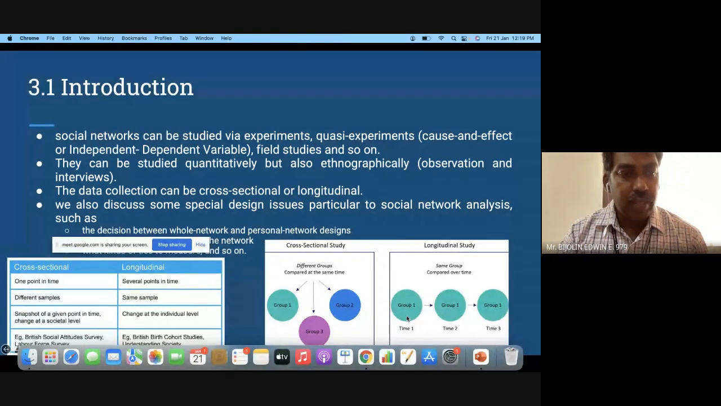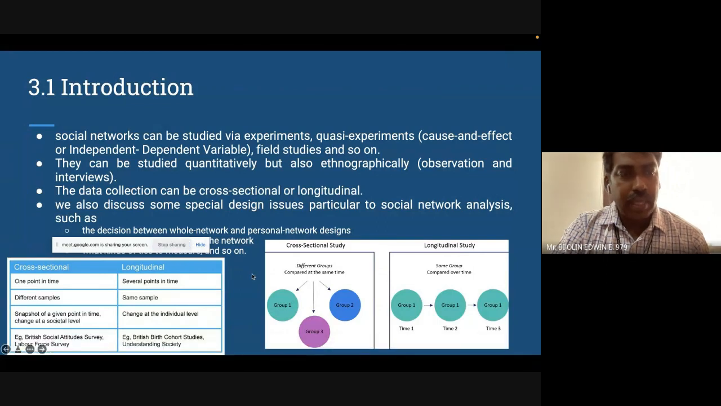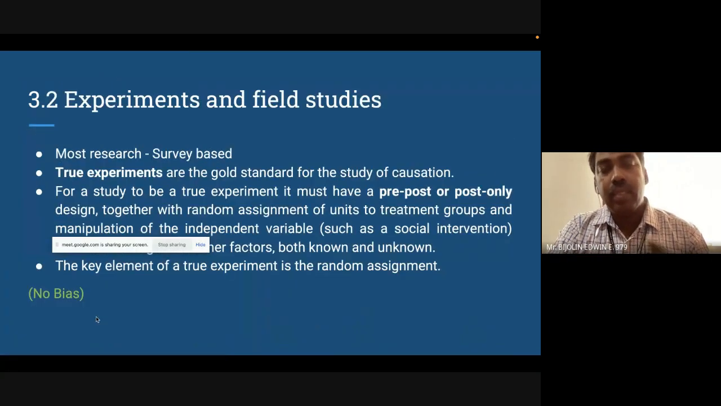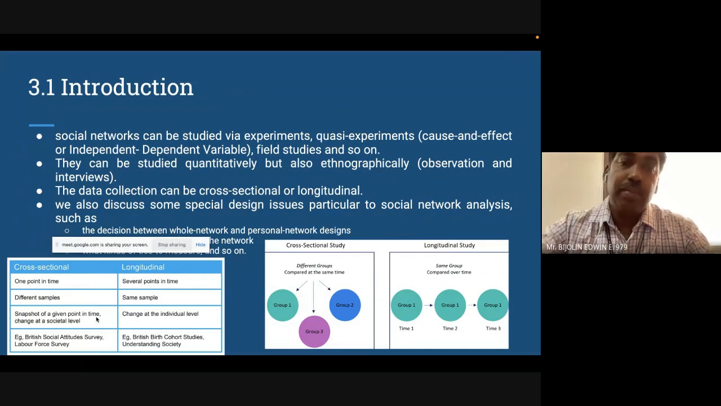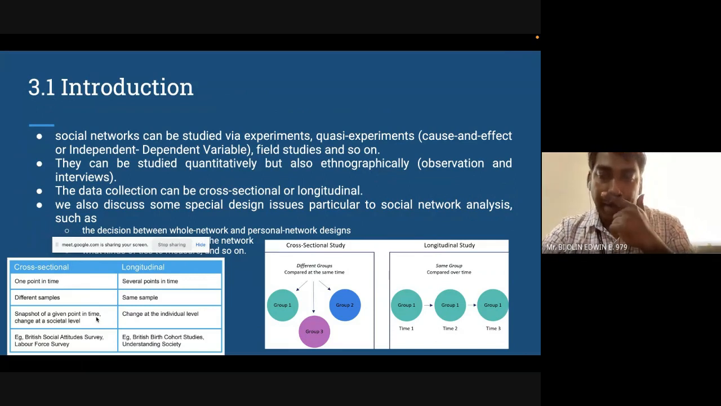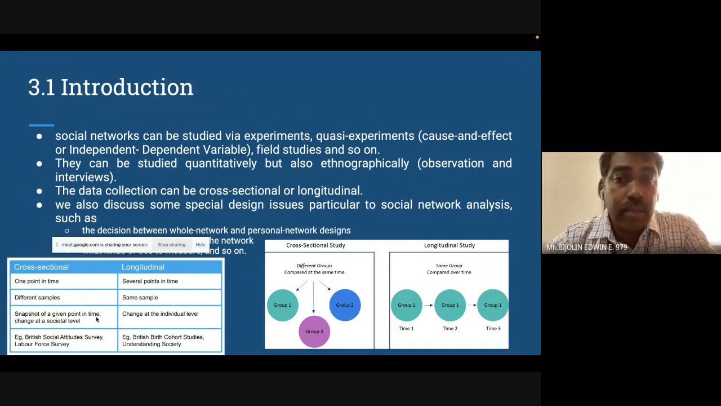When you see the differences, in cross-sectional it is several points at one time. When you take cross-sectional, we can work with different samples, but in longitudinal only the same sample. Cross-sectional is a snapshot of a given point in time, capturing change at the societal level. Because at the societal level, we will have a number of broad-minded people discussing and collecting more information, so more different types of outcomes can be expected. That is the main difference between cross-sectional and longitudinal.